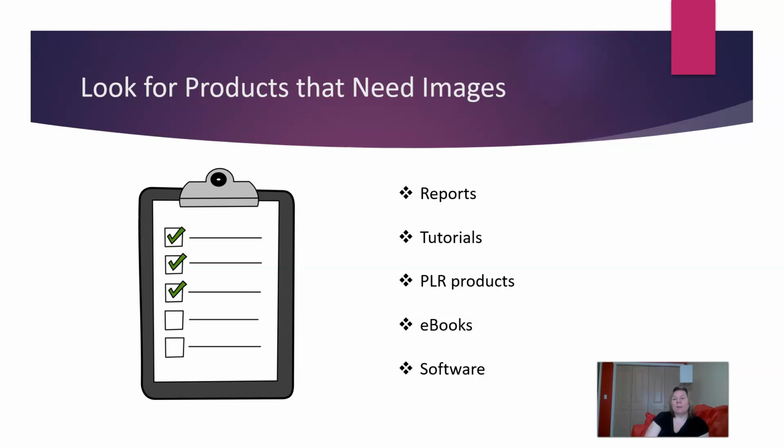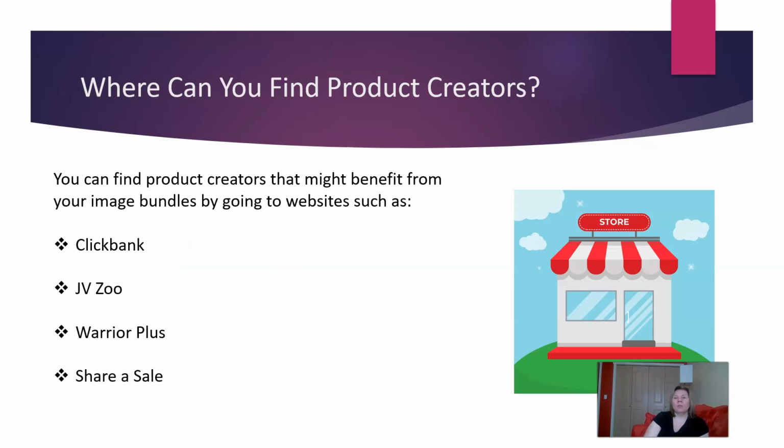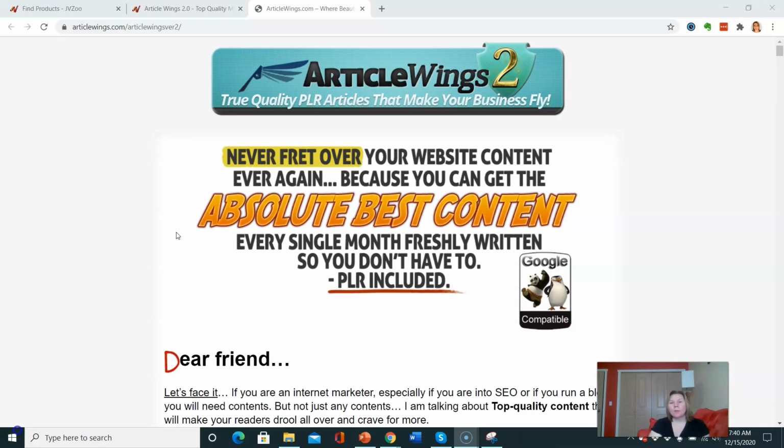And types of products that might need images are like the example I shared, or things like reports, tutorials, particularly PLR products, private label rights products, where people are selling content for other people to reuse, even things like ebooks and software. So you can find product creators that might benefit from your image bundles by going to websites such as ClickBank, JVZoo, Warrior Plus, ShareASale. So let me just show you a quick example.